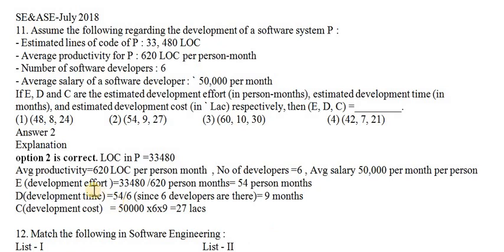Now actually, average productivity is what? Per person 620, number of developers 6, average salary. So now what is that? Development effort, what do we want to put?